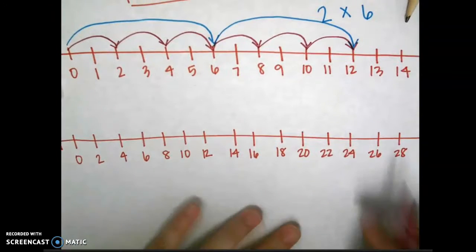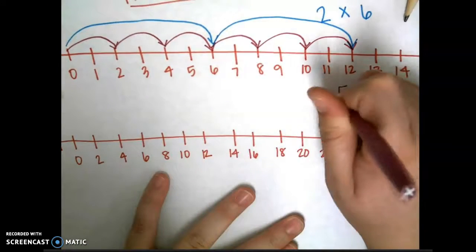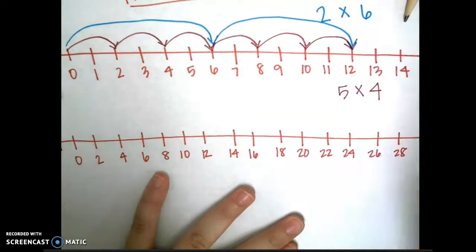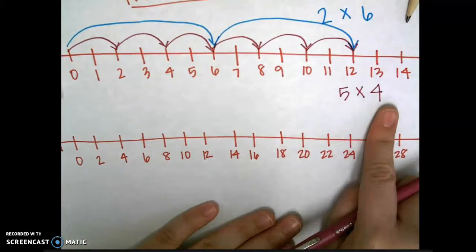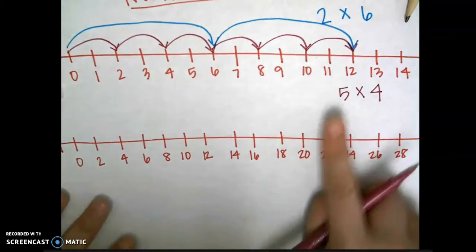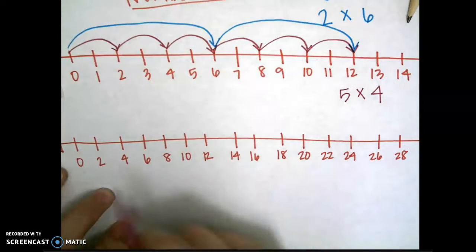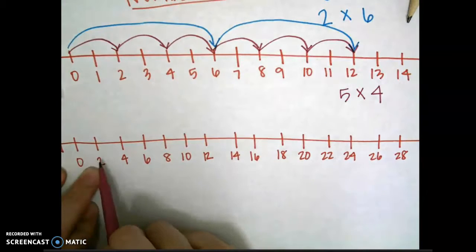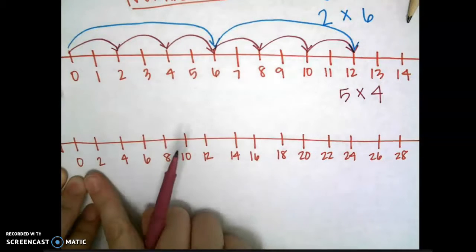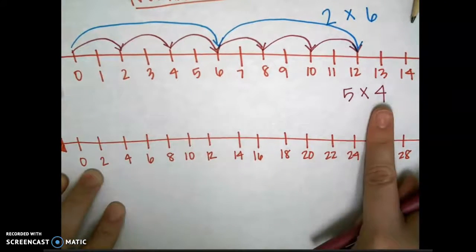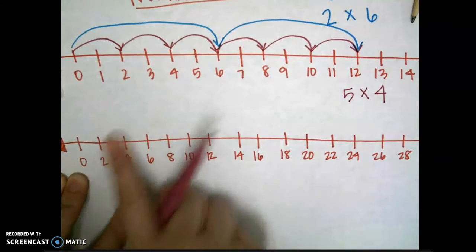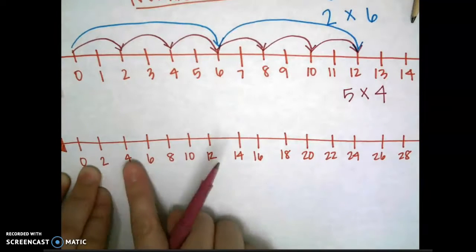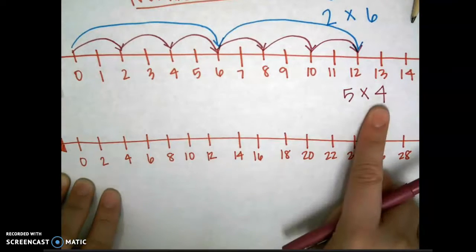So I'm going to do this next one. This next one, I want to do 5 times 4. That is 5 groups of 4. So I go from 0 to 2, 4, 6, 8. So I'm counting by 2s on this number line. Okay, so you're not going to have 4 little small jumps in between. You're only going to have 2 because you're counting by 2s, and I want groups of 4.